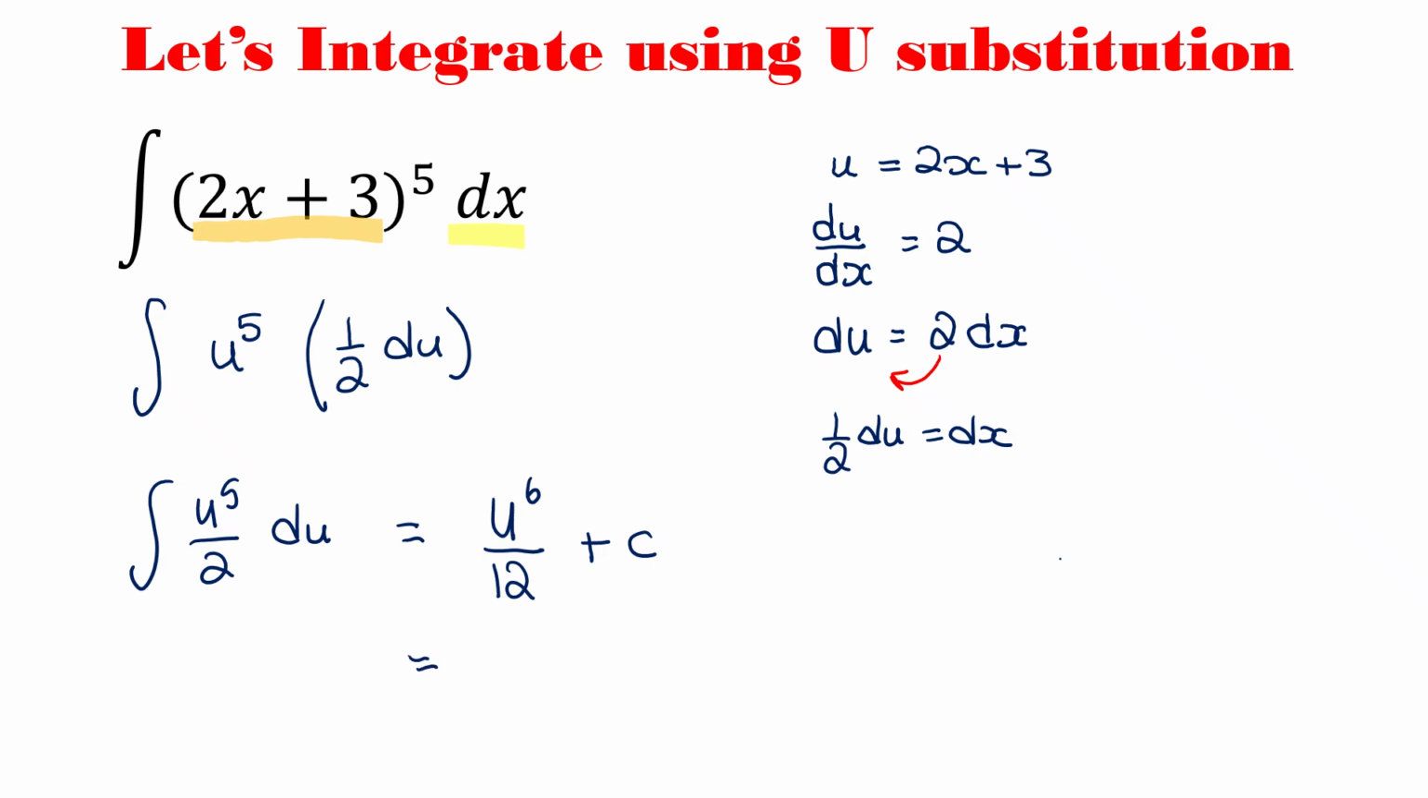Now, before I finish, I have to go back and plug back in my u, because we added in the u, so we need to make sure we take that out. So that means we're going to have 2x plus 3 to the power of 6 all over 12 plus c, my constant of integration.